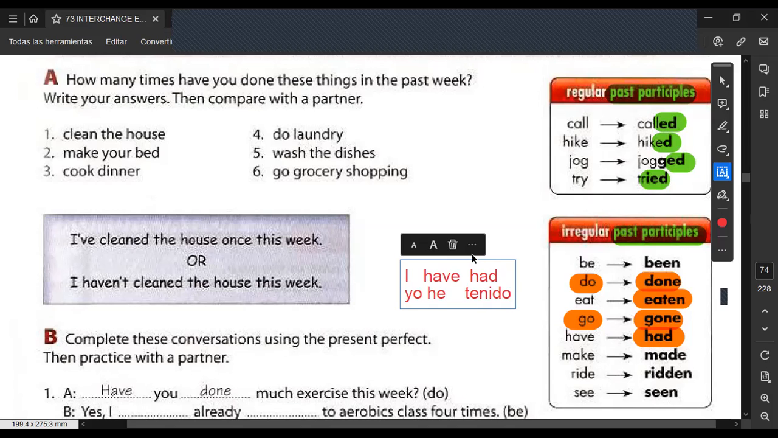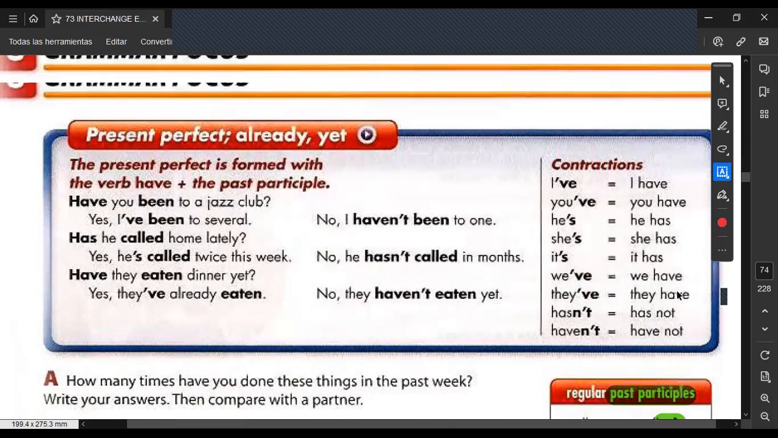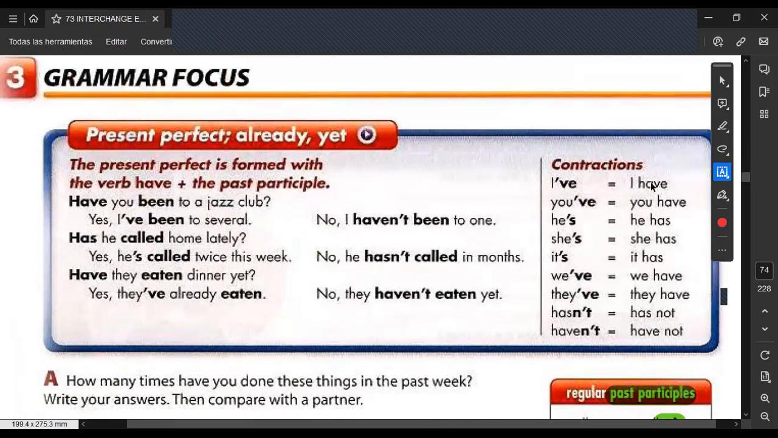Past participle, right? In past participle. Y recordando que los verbos se dividen en regulares, que es lo mismo en pasado y pasado participio, y los irregulares, que sí cambian totalmente, ¿verdad? Me recuerdo que les mandé un video. Vaya, entonces tenemos aquí, estamos usando have.